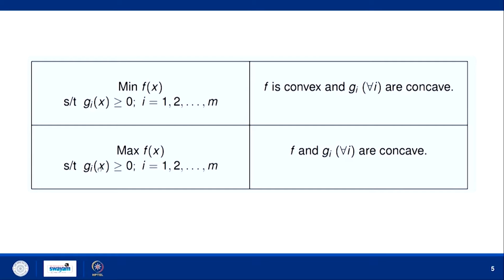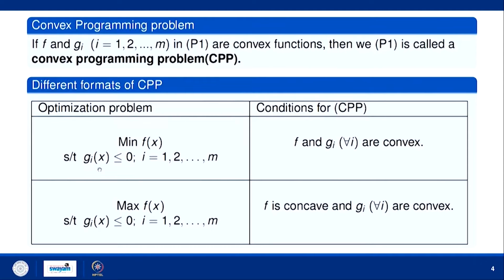So, basically if we understand this particular format, then we can easily derive the other formats also, that is, when we can say such problems are convex optimization problems or convex programming problems. We basically have to understand this important basic format: minimization of f(x) subject to g_i(x) less than or equal to 0 for all i. And if the objective function as well as all constraints are convex, then such problems are called convex optimization problems.